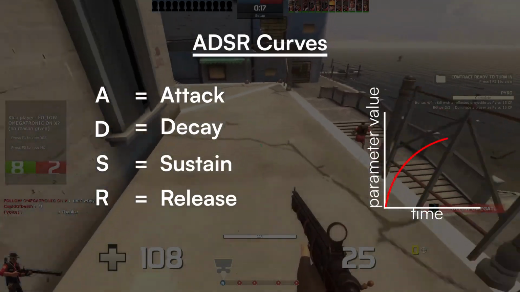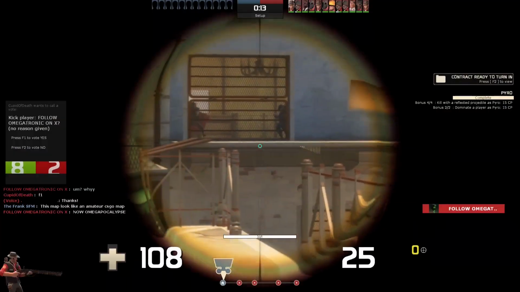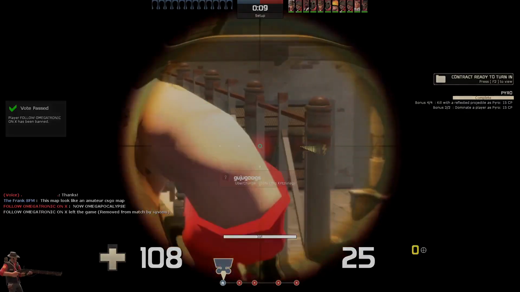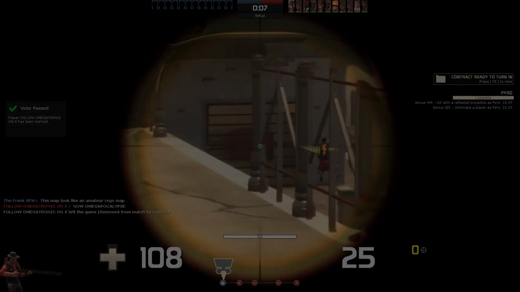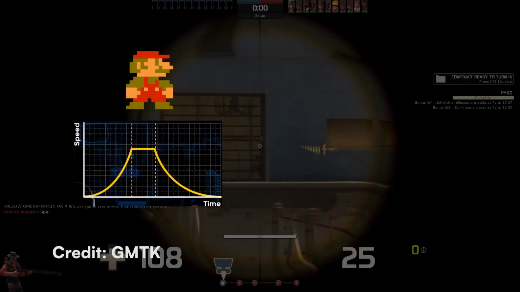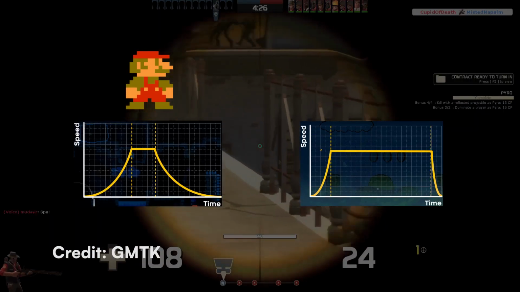A parameter could be any value modified by player input, such as character speed. You can use ADSR curves to change the feel of the game. For example, if a player input modulates character speed and their ADSR curve looks like this, then you have a slippery character, kind of like Mario. But if instead it looks like this, then controlling the character will feel tight and responsive, such as in Celeste.